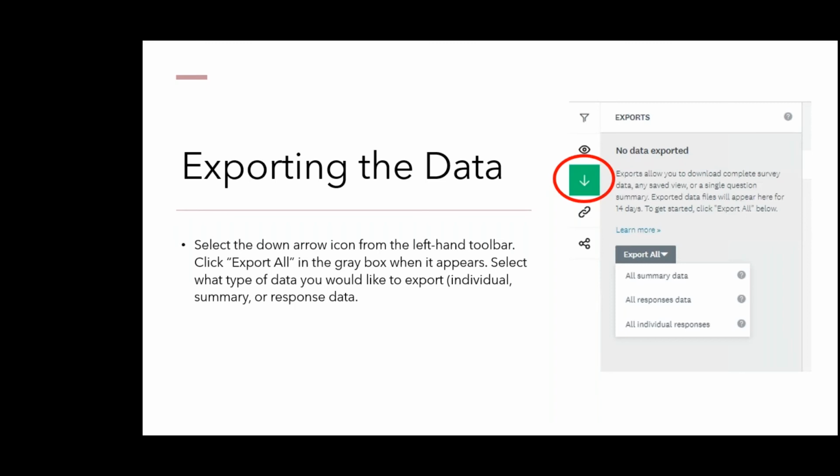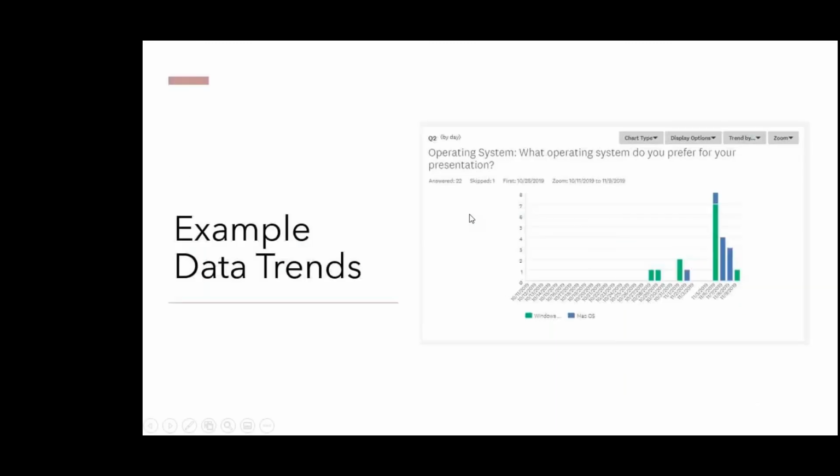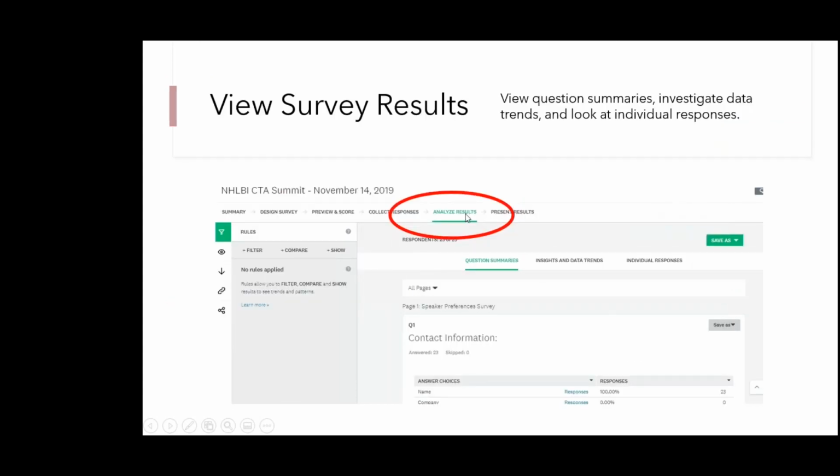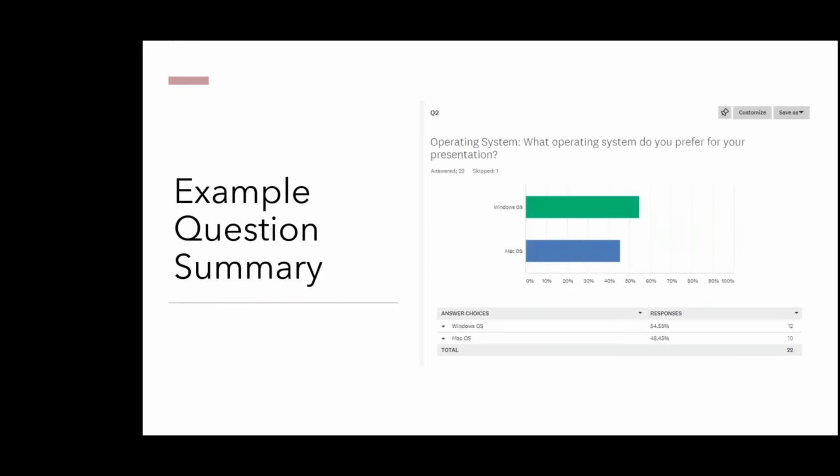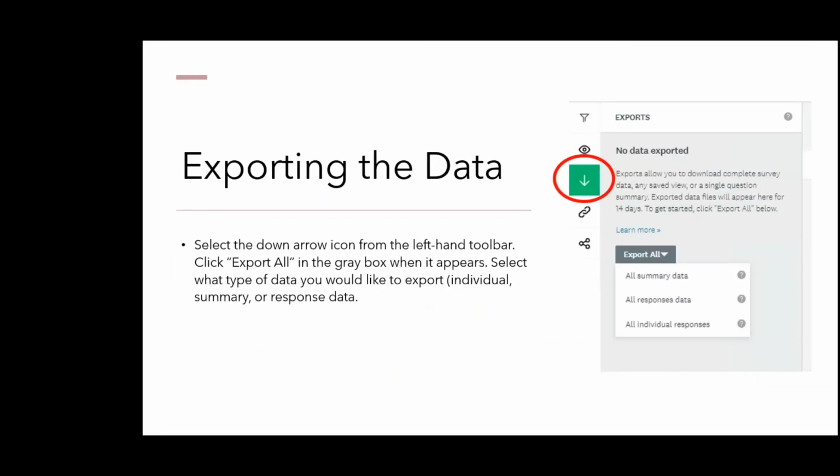So to do that, you would go, let's see. You can see on the Analyze Results page, on the left-hand side, we again have these icons in our toolbar. The arrow that's pointing down is what you would select, as it's circled on this slide, in order to export your data. Once you select that arrow, then hit the gray button that says Export All, and you'll be given 3 choices.